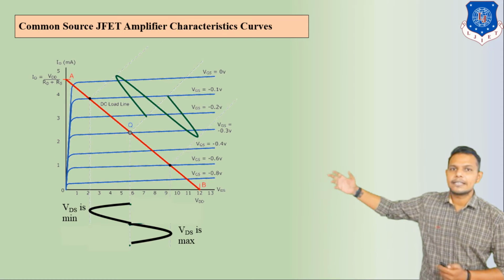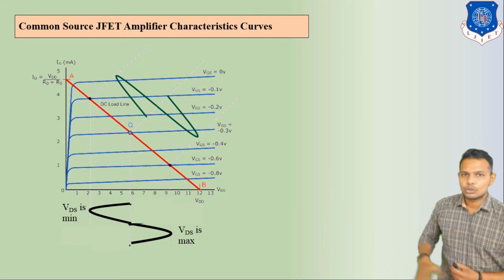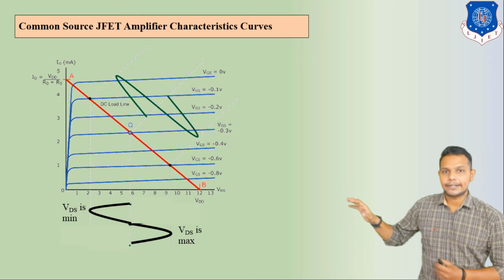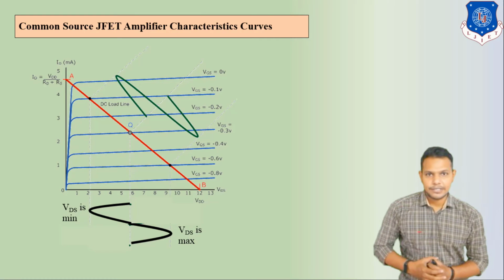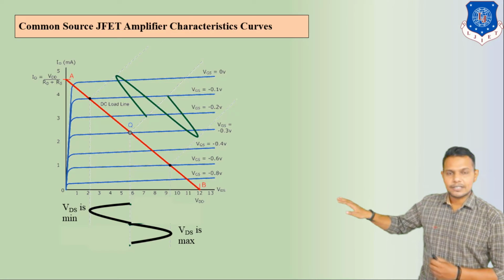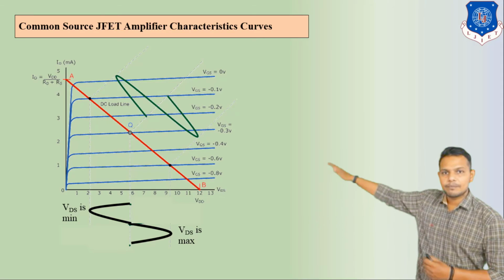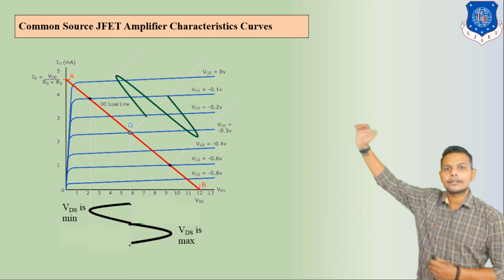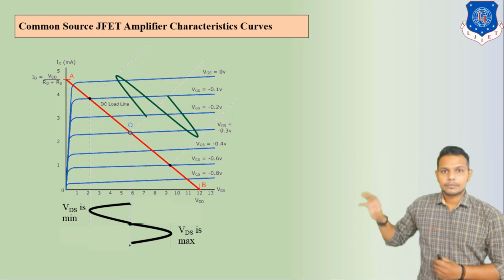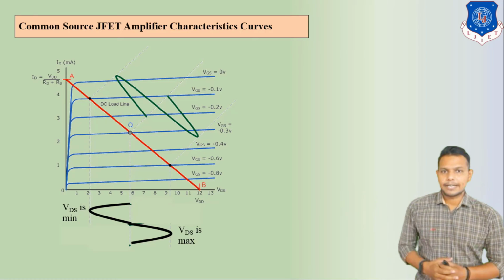So here we can see this is the characteristics of CS amplifier. This is basically the drain curve, or we can say drain characteristics or output characteristics of CS amplifier. In output characteristics there are 3 different types of regions. Below it is cutoff region, then ohmic region, and on this side the saturation region. So these are the 3 regions we already discussed in the previous lecture.